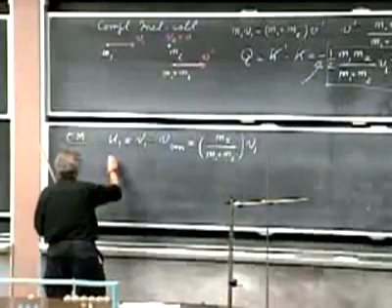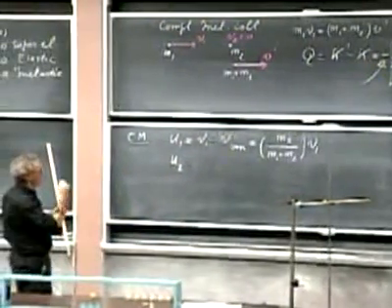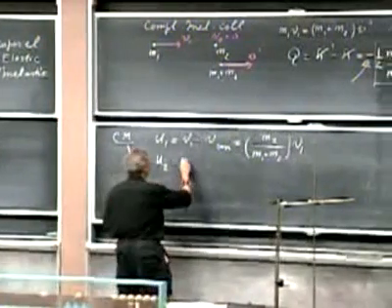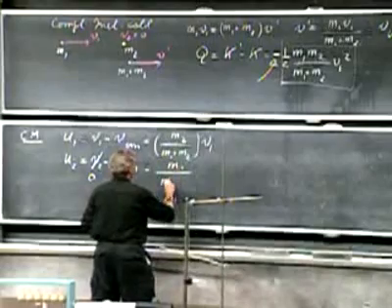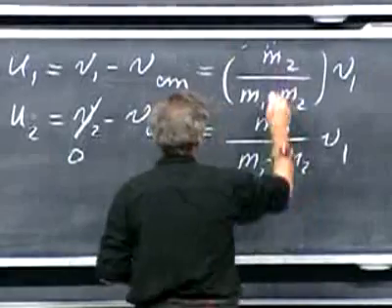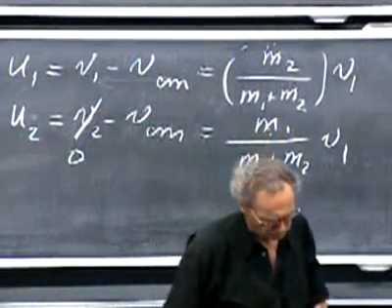And now we go to calculate U2. We want to know what the velocity is, in the center of mass frame, of the other one. That, of course, is V2 minus V center of mass, but V2 was 0. So this is M1 divided by M1 plus M2 times V1. So the difference is only the M1 upstairs and the M2.